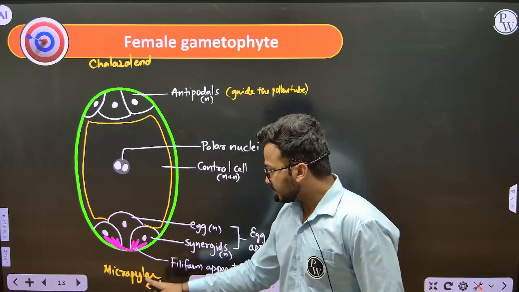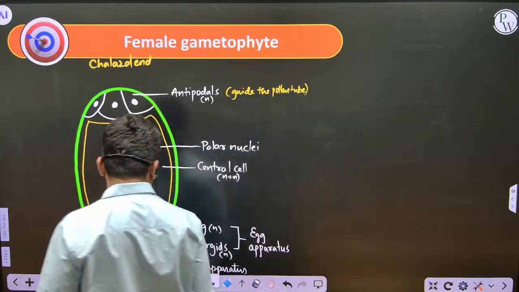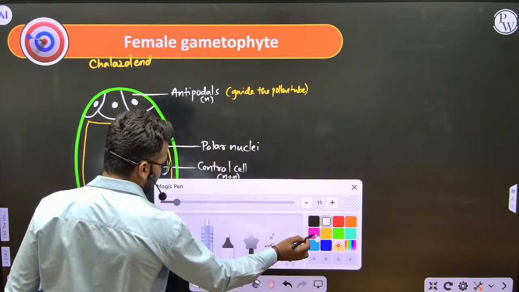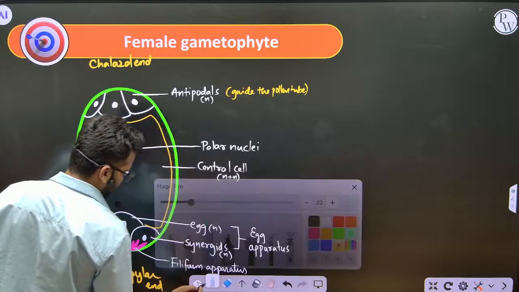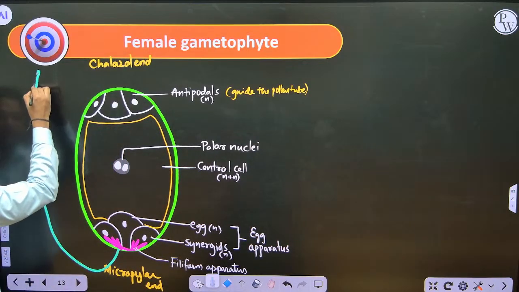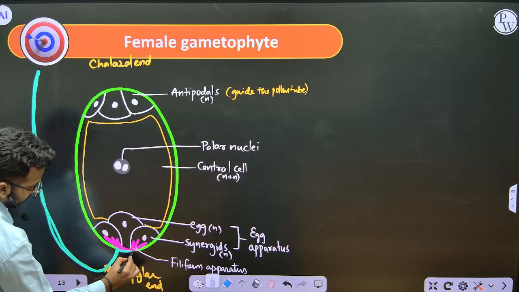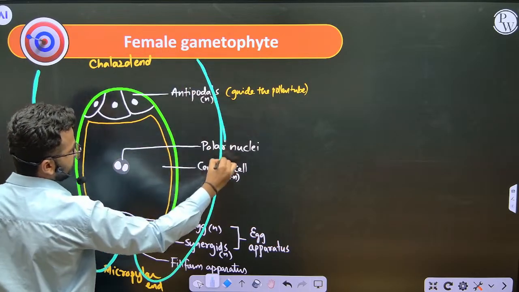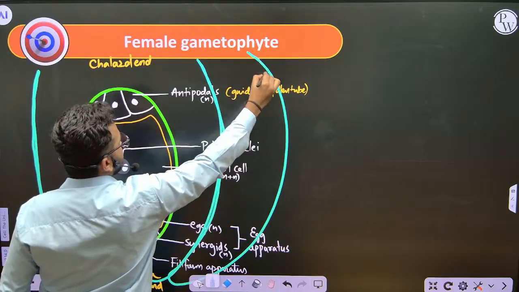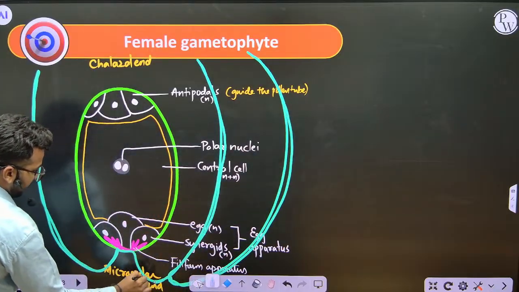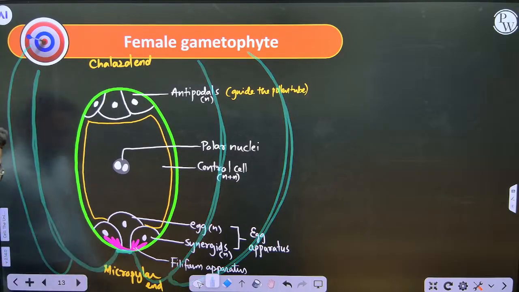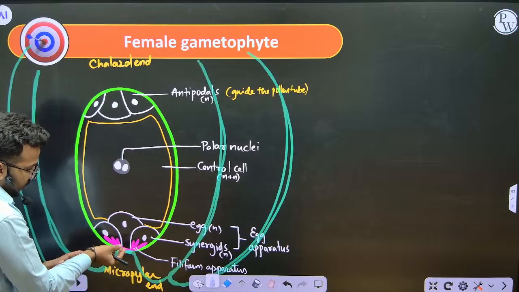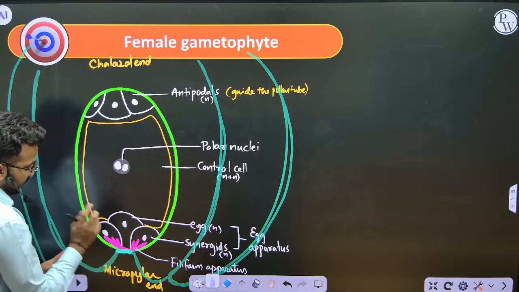Micropyle is nothing but an opening, a pore. How will it be? If you see the ovule here, this is the micropylar end. This is the inner integument and the micropyle, and this is the outer integument. Same here, it is also the outer integument, and this end is the micropylar end. Through this micropylar end the pollen tube germination will take place and the male gamete will reach there.